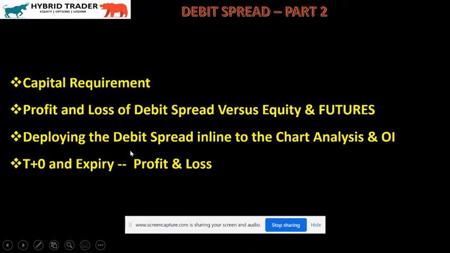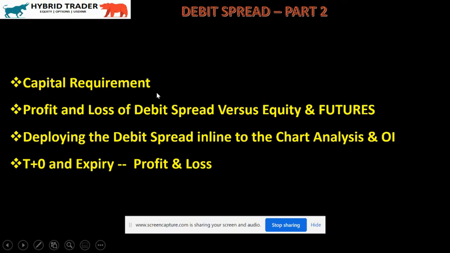So I thought of covering these points, which I somehow missed out in part one. Let's cover this in part two. We'll discuss the capital requirement for the debit spread, and then the profit and loss: what the profit and loss for the debit spread would be versus going for equity or futures. The third point is how to deploy the debit spread in line with chart analysis, or through open interest. And the last point, we will discuss T plus zero and the expiry using Opstra or Sensibull, and how to know the profit and loss on T plus zero and on the expiry.